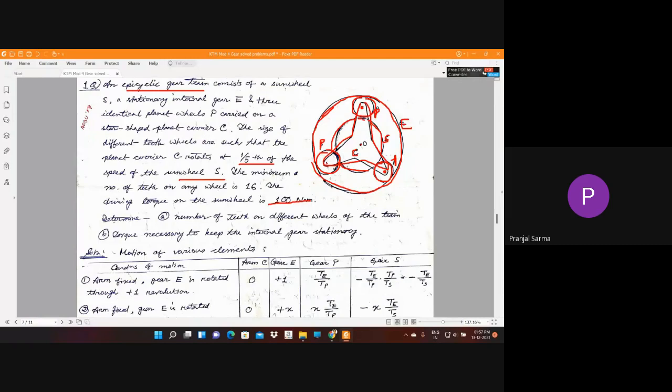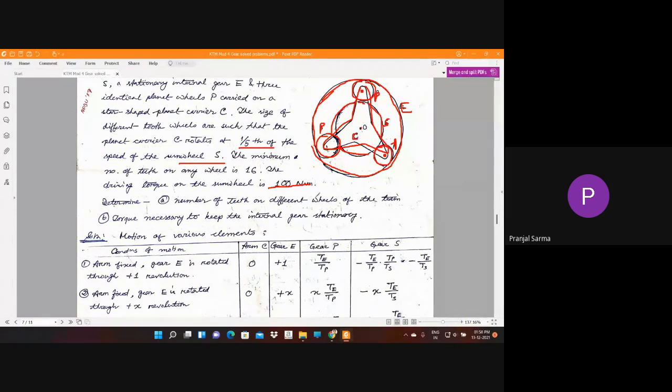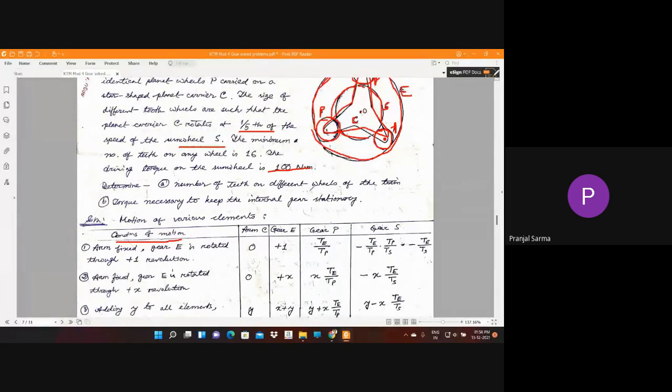For this kind of epicyclic gear train, as we discussed in the last class, we make a tabular form where we show the motion of various elements under certain conditions of motion. Based on each condition of motion, we understand what kind of motion each element of this gear train system has. The first column is the condition of motion. In the subsequent columns we consider all the different elements which can have independent motion. First is the arm C, the star-shaped arm carrier.